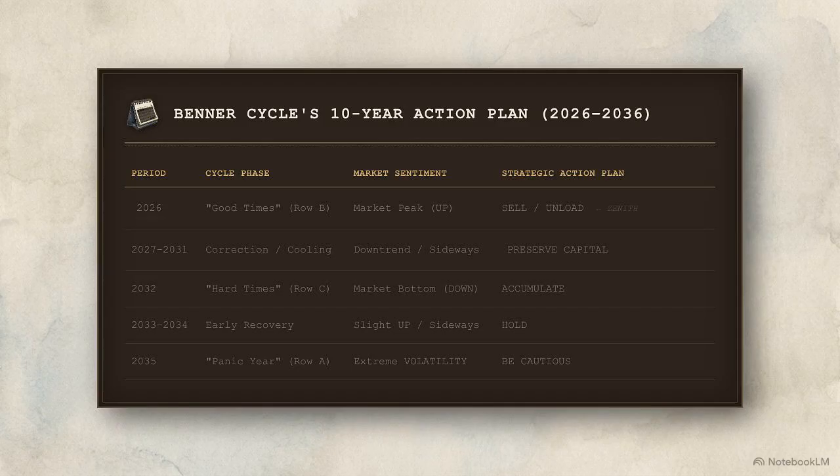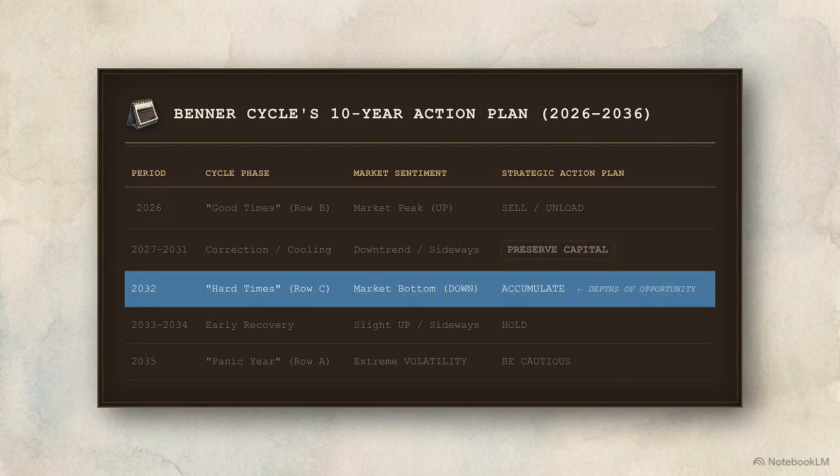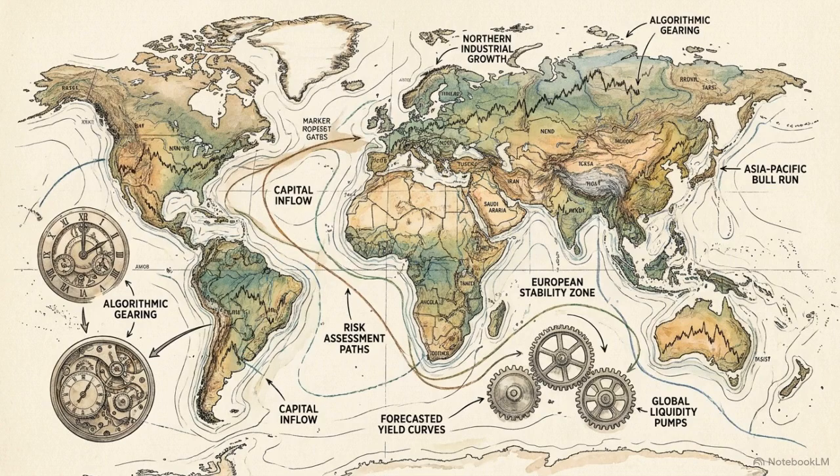Benner's 10-year action plan highlights good times, periods of extreme optimism. For 2026, the instruction is sell and unload stocks. Following that peak, a multi-year cooling period shifts the directive to preserving capital, leading to a 2032 hard times accumulation point, the designated time to buy. This structure operates as a macro map for managing overall portfolio exposure.